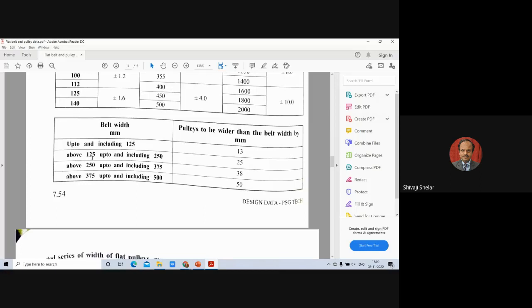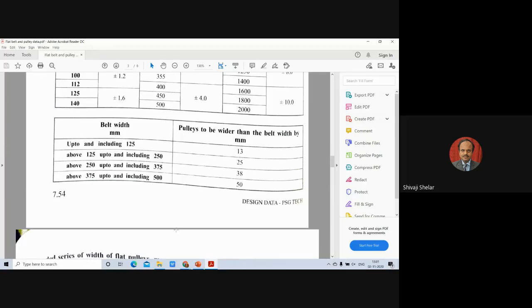If your belt width is between 125 to 250 mm, then add 25. If it is between 250 to 375, add 38 mm to the belt width, and for 375 to 500 mm belt width, add 50 mm to get the pulley width. So these need to be added to the belt width depending upon your belt width. Since in the current calculation we have a belt width less than 125, that is 112 mm, the pulley width needs to be greater by 13 mm.